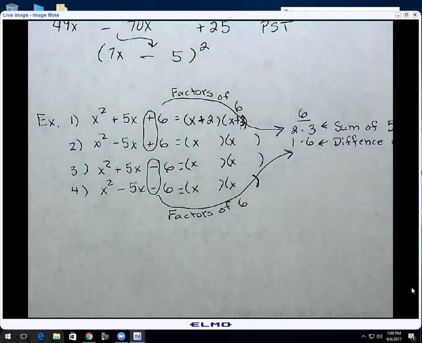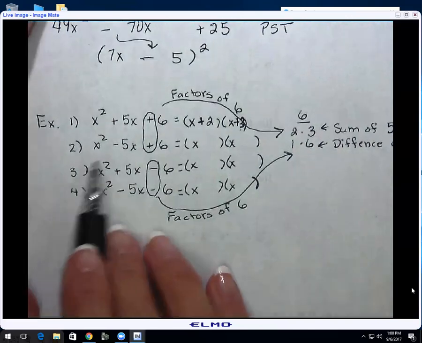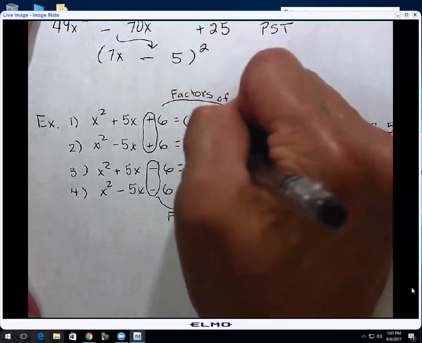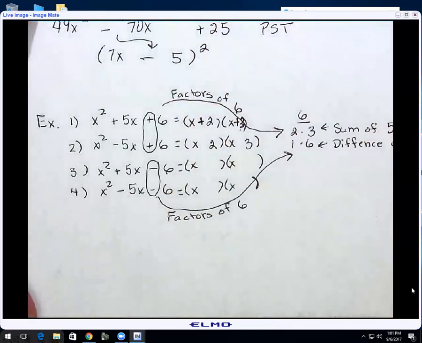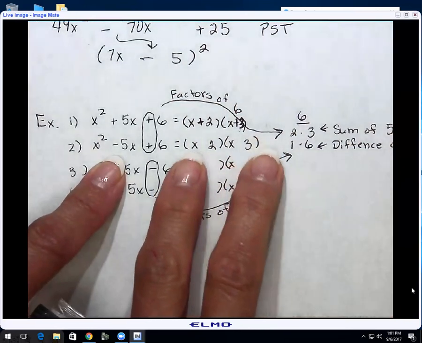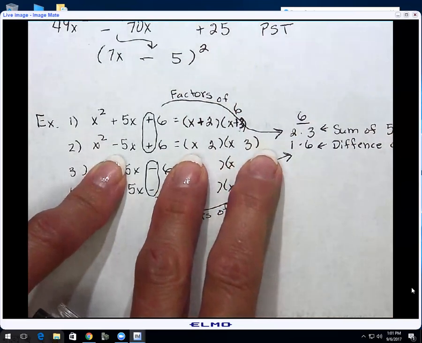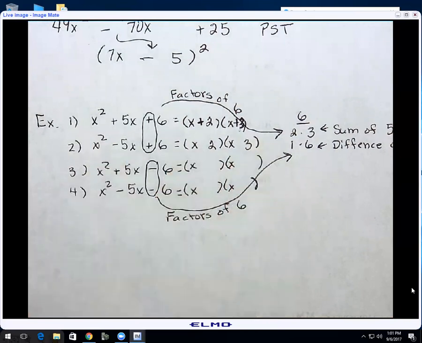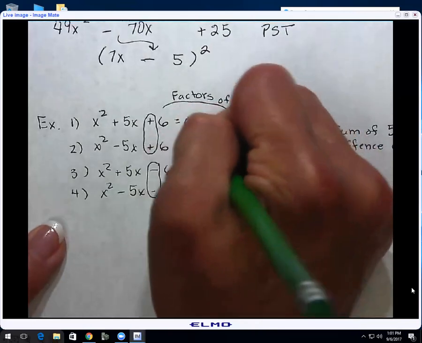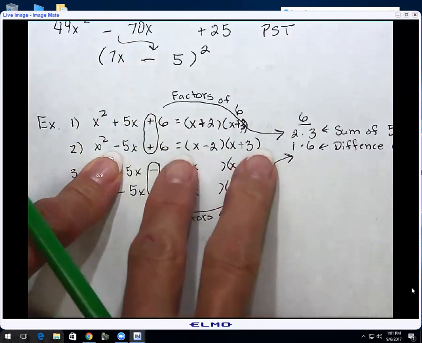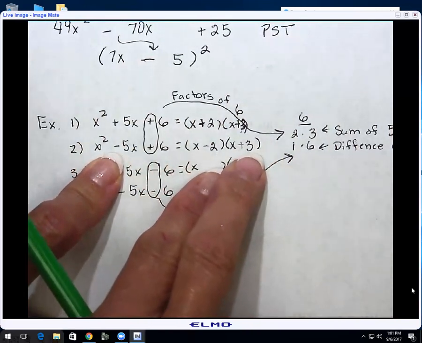Now, on number 2, I'm saying the same thing to myself. I need factors of 6 that have a sum of 5. And so I'm going to put the 2 and the 3 in parentheses. But then to get a negative 5, what signs would this 2 and 3 have to have? A negative and a positive and a plus. To get a negative 6. No, to get a negative 5 in the middle. Would a positive 3 and a negative 2 give you a negative 5?